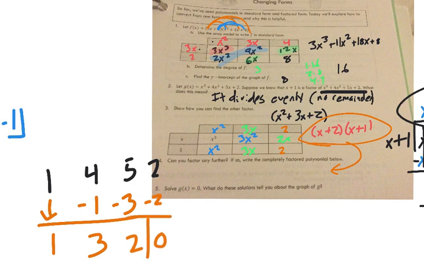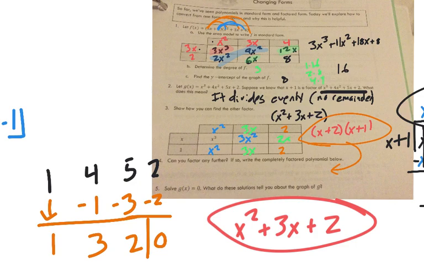So I've got a remainder of 0, which means this is my constant term. This is my x to the first term, x to the second term. So this is 1x squared plus 3x to the first plus 2 as my constant. So again, you've seen 3 ways to do this: area model, long division, synthetic division.